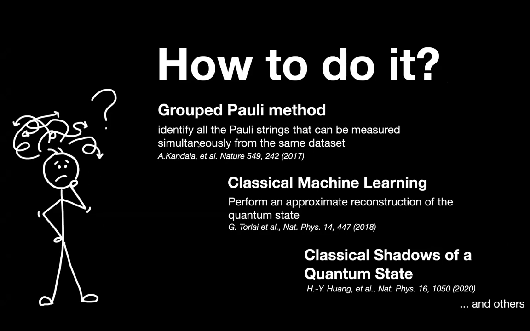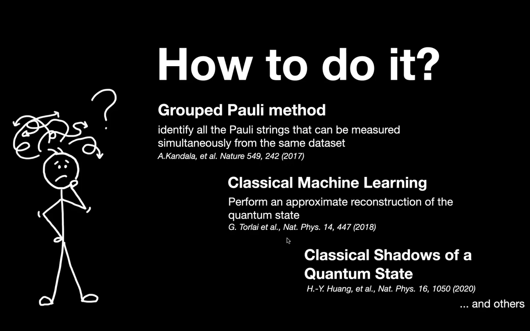The first one is the grouped Pauli methods, where we identify all the Pauli strings that can be measured simultaneously from the same data set. And this dates back to 2017. So it's quite often used, although it has some drawbacks in itself. I will mention it because we will compare our approach also to the grouped Pauli measurement method.